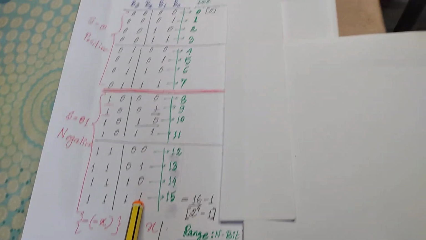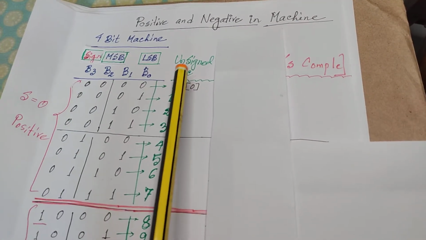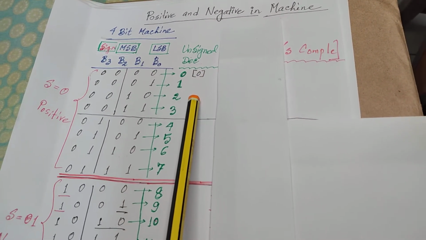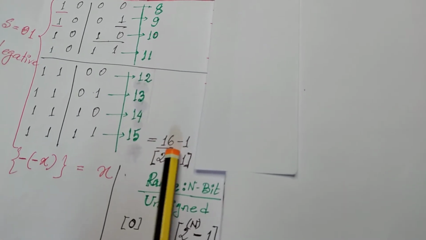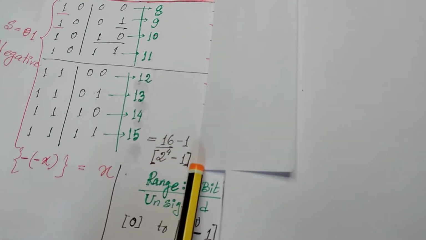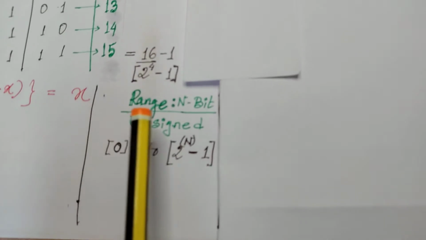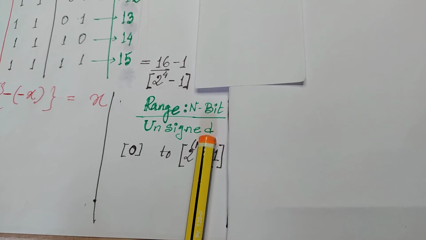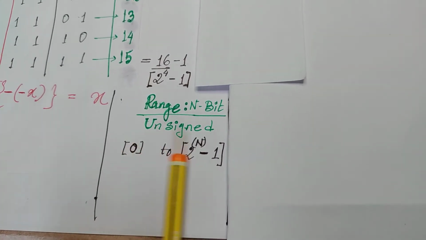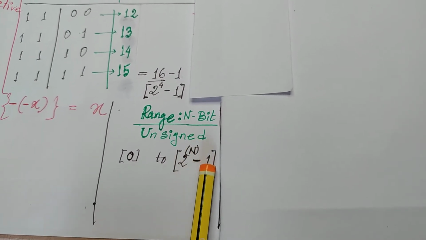So we can see the lowest possible positive number in unsigned mode is 0, and it keeps incrementing and ends at the upper boundary, that is 15. And we know that this is 16 minus 1, that is 2 to the power 4 minus 1 for a 4-bit machine. So we can say that for an n-bit machine, in unsigned mode, the range of numbers should go from 0 to 2 to the power n minus 1.